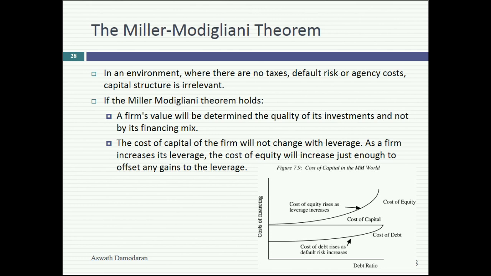And here's what it says. In a world with no taxes, no default risk, and no agency costs, it does not matter how much you borrow. You're saying, what does that even mean? Your value as a business will be the same whether you have 10% debt, 20% debt, or 80% debt. Your cost of capital as a company will be the same whether you have no debt or 90% debt. It'll be a flat line.